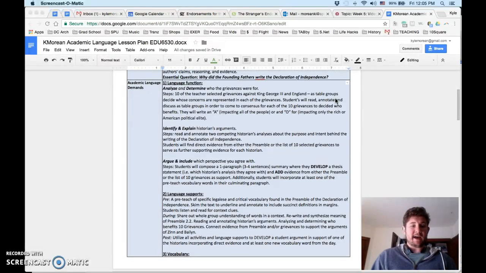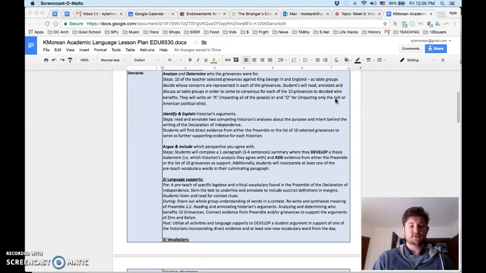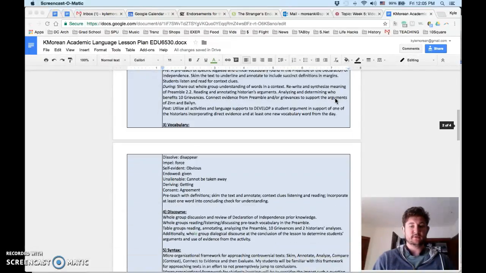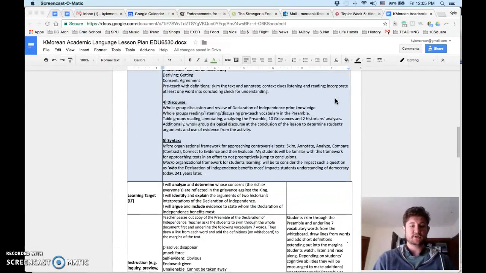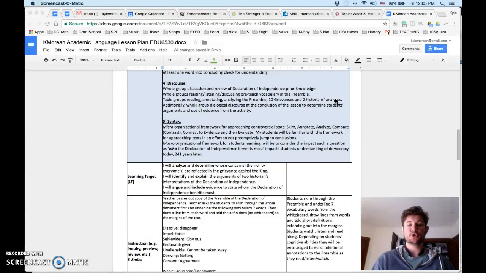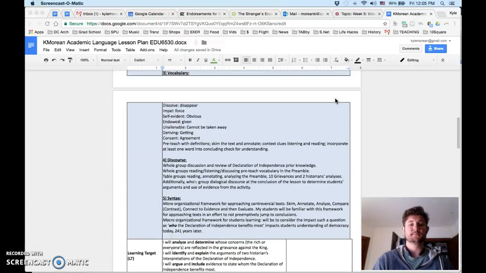So, looking at my academic language, I'm going to just jump for a second to my learning target, which says, I will analyze and determine whose concerns, the rich or everyone's, are reflected in the grievances against the king. I will identify and explain the arguments of two historians' interpretations of the Declaration of Independence. And finally, I will argue and include evidence to state whom the Declaration of Independence benefits most.